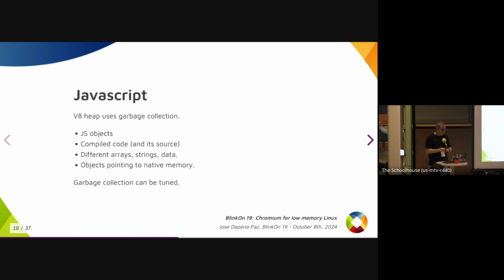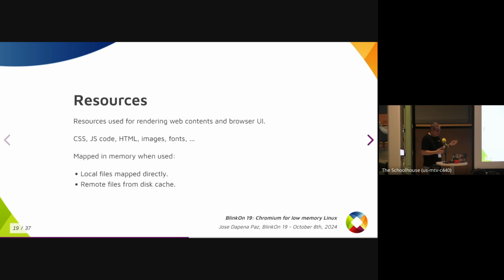memory. So yeah, the garbage collection, fortunately, can be tuned, but it's not easy to adapt to very, very low-end memory scenarios where we may have peaks of usage taking us out of memory, and then, okay, garbage collection happened, but the problem is that in this peak, we may end up going out of memory. And yeah, as I said, resources for rendering the actual web contents and the browser UI.